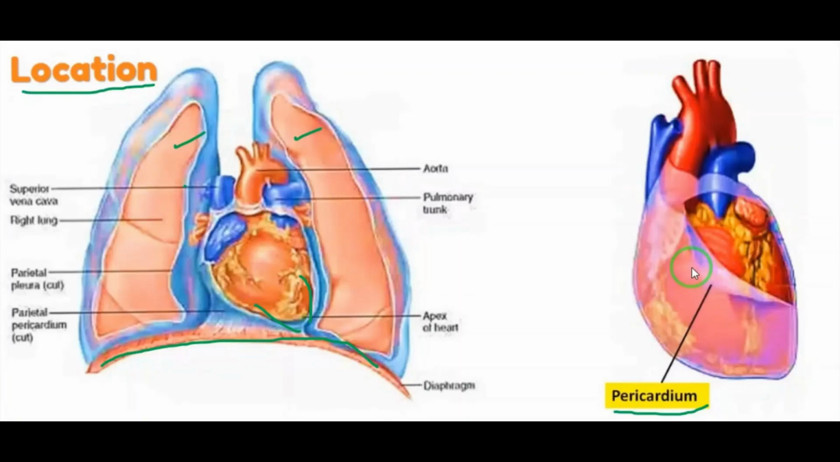This pericardium contains lubricating fluid. That fluid is known as pericardial fluid. What is the name of the fluid? Pericardial fluid. This pericardial fluid reduces friction during heartbeat.